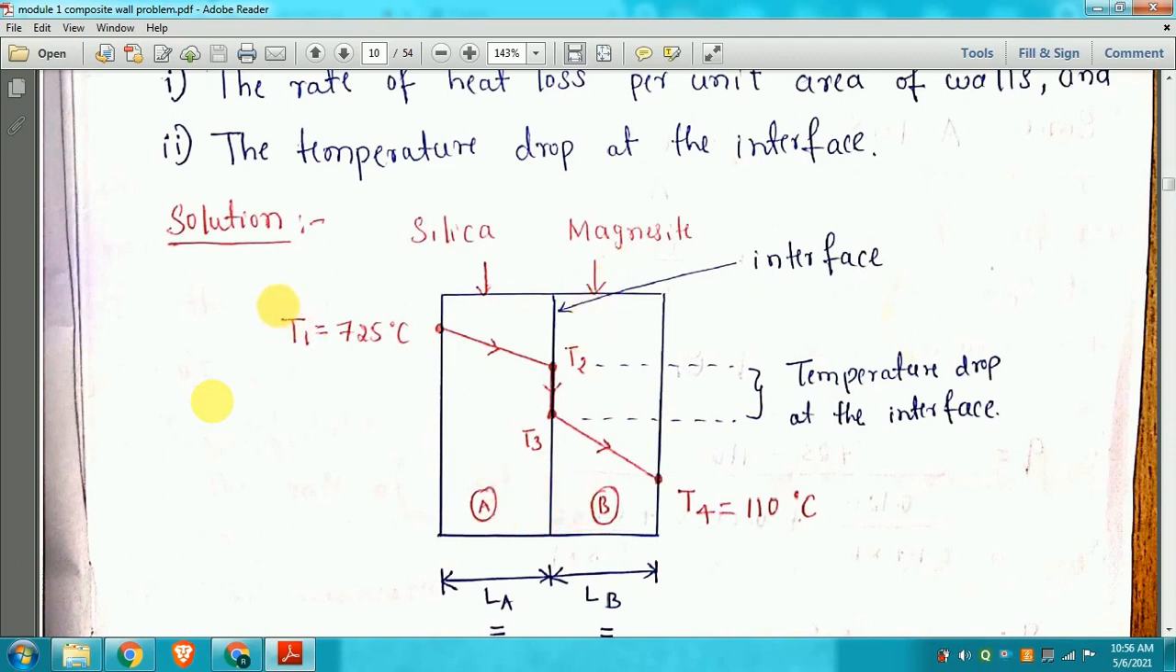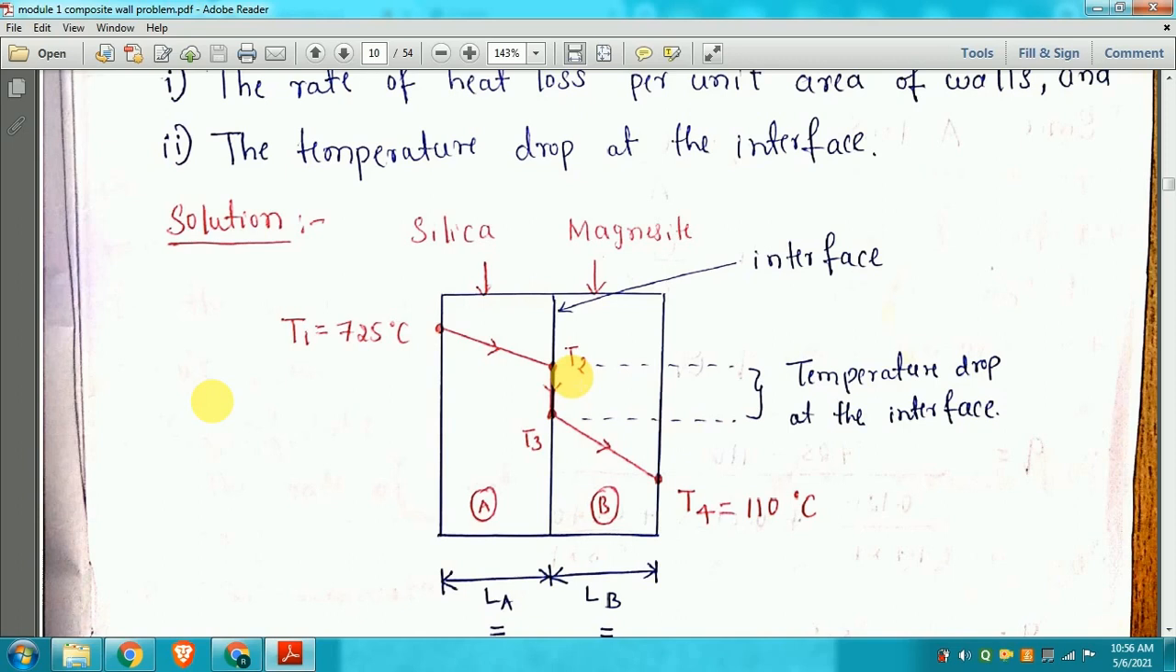So T1 is 725 degrees Celsius, then T2, and this is T3. So there is a drop in temperature. This is because of thermal contact, imperfect contact between the two layers. Then this is T4. So you have to find out this temperature drop. Correct?